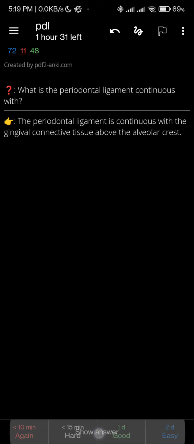Yeah. So what does the periodontal ligament consist of? The periodontal ligament is continuous with the gingival connective tissue above the alveolar crest.